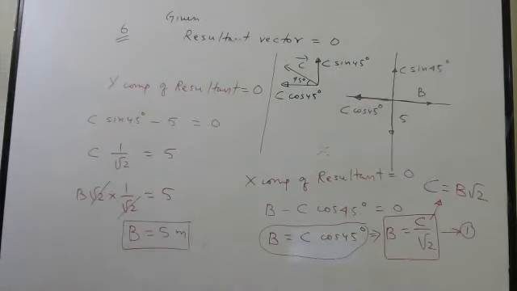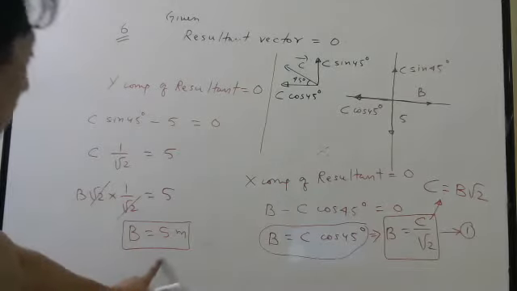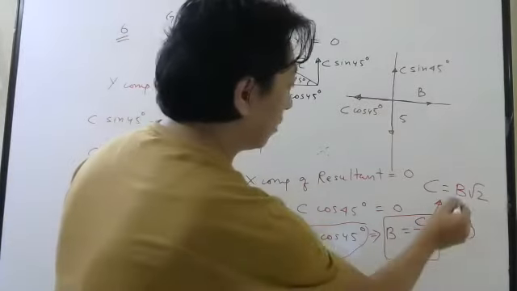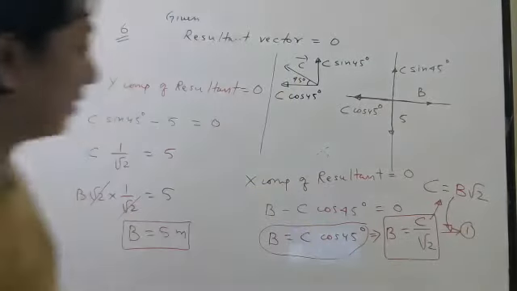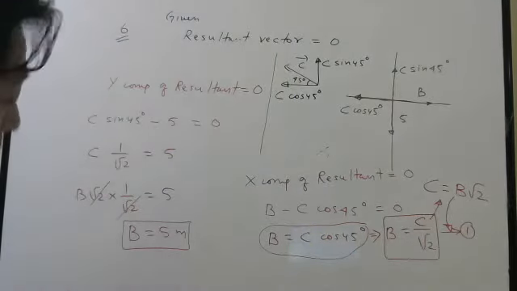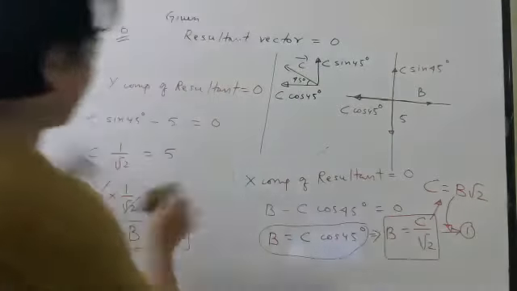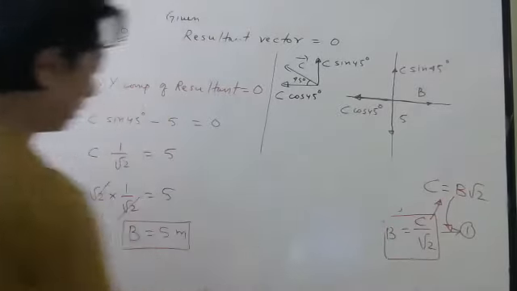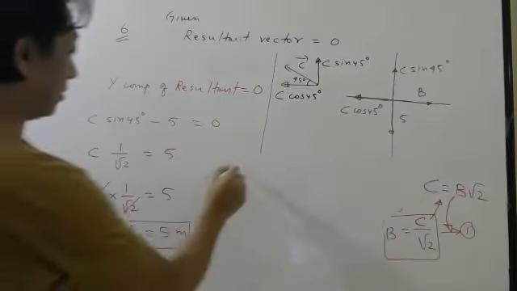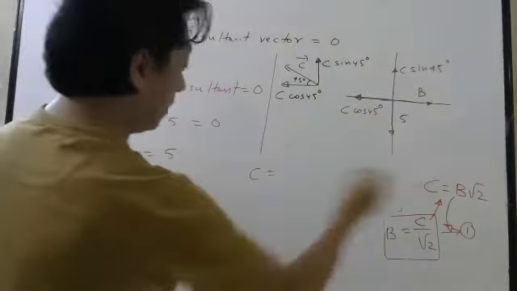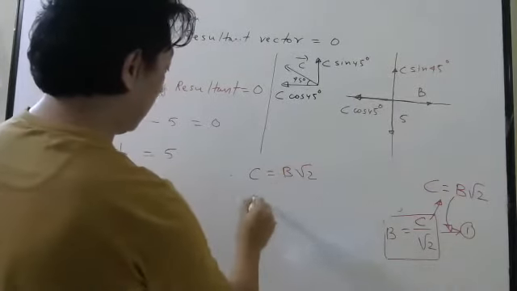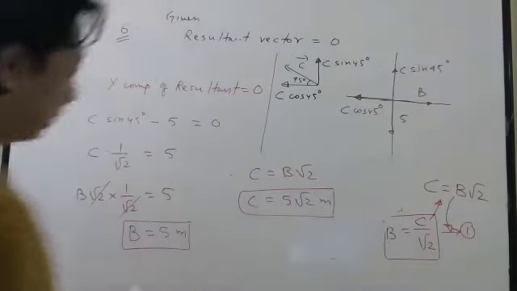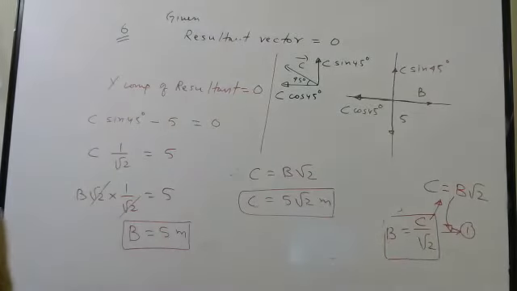So B I found. Once I found B, I will now put B back into this equation. Let me call this one equation. This one also is equation 1 only, right? So if you put this back here, what will you get? C will be equal to, therefore, B root 2, and B we have found is 5. So that is the easiest way to solve the problem.